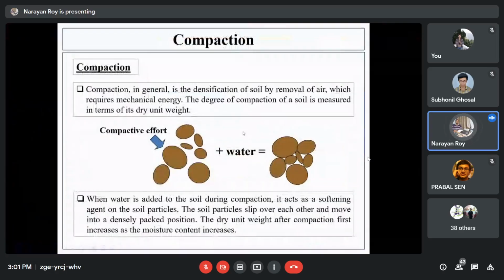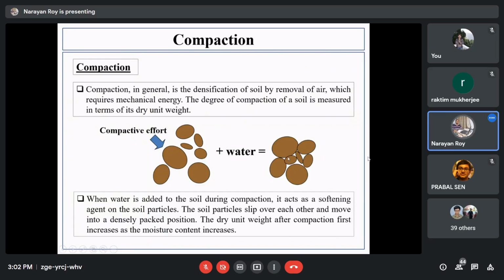So what is happening here means some kind of mechanical energy if you apply within the soil. So what will happen? And at the same time, you have to add a little bit of water. So if you apply some kind of mechanical energy to a granular soil, we can assume grains here, plus some amount of water, what will happen? The ultimate result you will get is compacted soil.